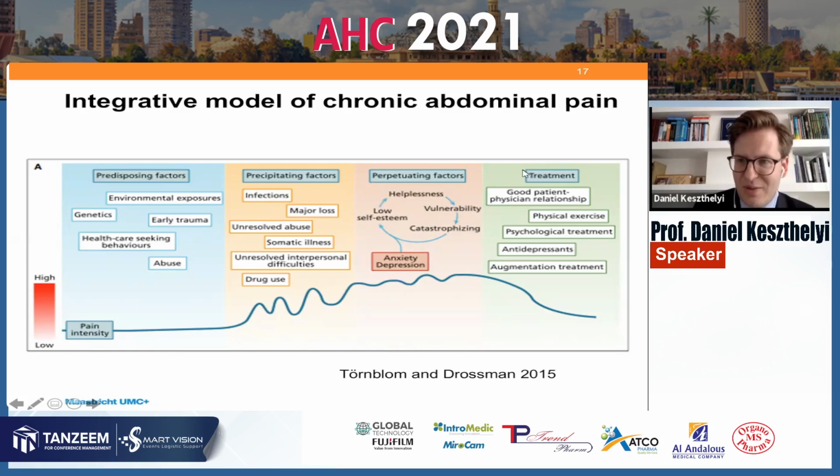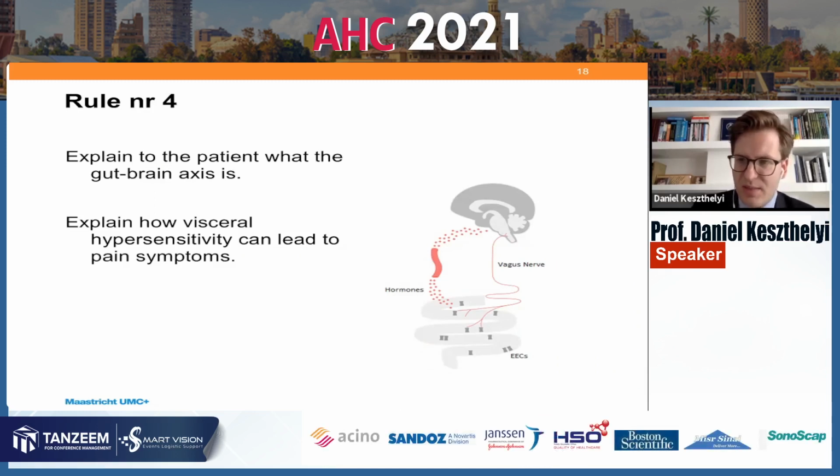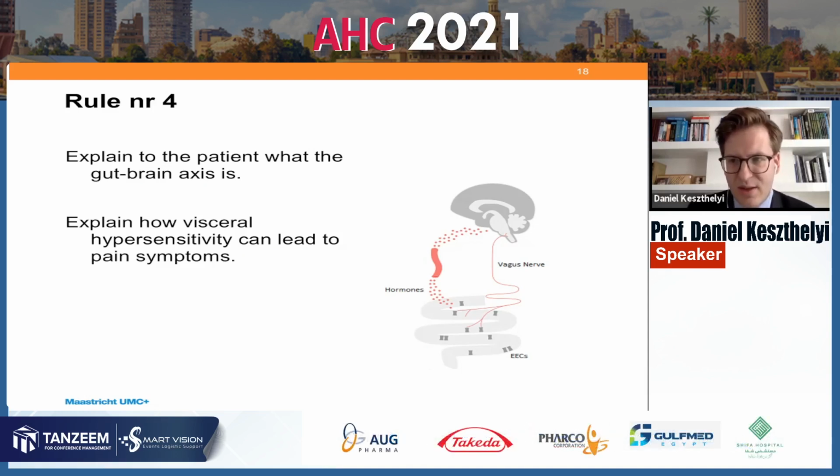And in the end, you come into this green area where you can actually treat the patient and make sure the patient gets better. So rule number 4 is you should explain to the patient what the gut-brain axis is and how visceral sensitivity can lead to pain symptoms and what the factors are that actually can trigger these pain symptoms, such as stress. So by that, I mean that stress is a factor rather than the cause of IBS.